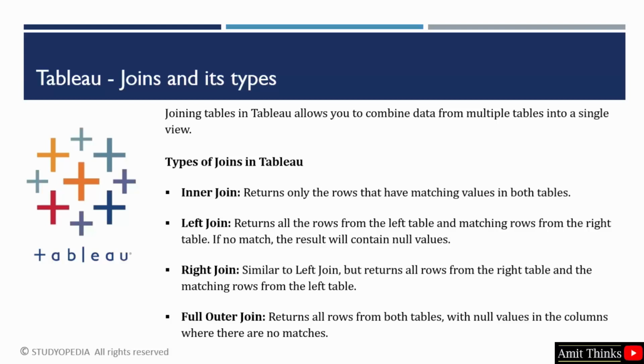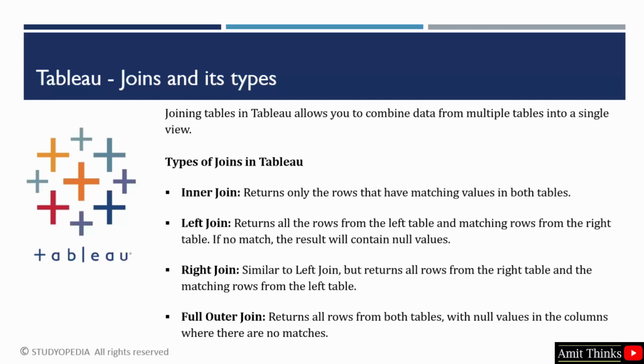Then comes your right join. Right join is the opposite of left join. In this, the return value will be all the rows from the right table and the matching rows from the left table. And what about the full outer join? It will return all the rows from both the tables. Also, null values will be returned in the columns where there are no matches.